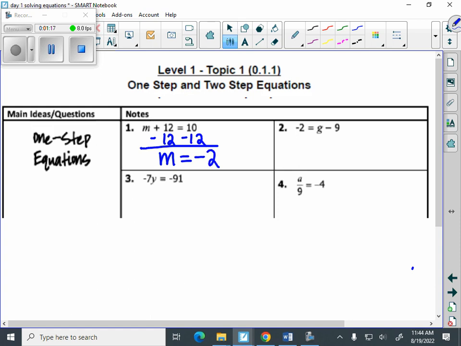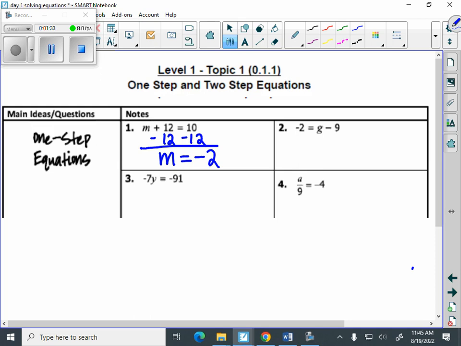Now, if you're saying to yourself, I'm not very good with adding and subtracting, especially when there's a negative number, then we're going to go back to Desmos. I may pull up Desmos in a couple of minutes, but I'm not ready to do that yet.